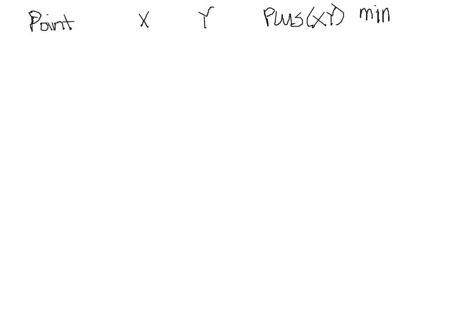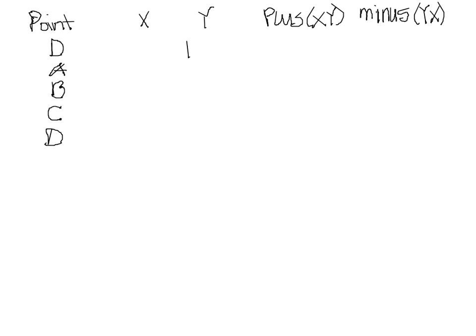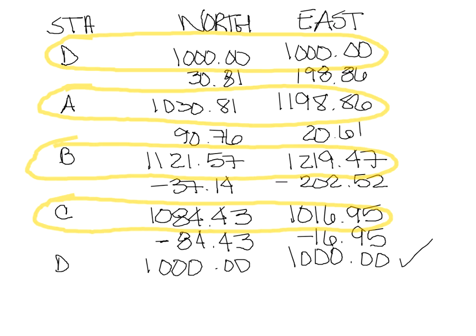minus y times x. Just be careful when you put your points in here of two things. First thing is you have to come back to where you started. The second thing is remember that your x coordinate is your easting and your y coordinate is your northing. So they're listed backwards to the way that surveyors list them. So if we go back, our northing coordinate for D is 1,000. Our easting coordinate is 1,000.